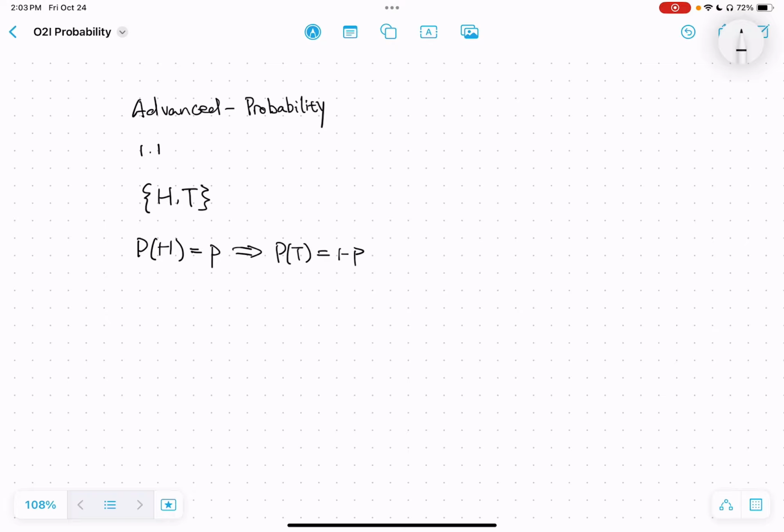In 1.1, we're going to start with a simple and classical example, coin flips. Here, this set represents the possible outcomes of one coin flip. H stands for head, T stands for tail.